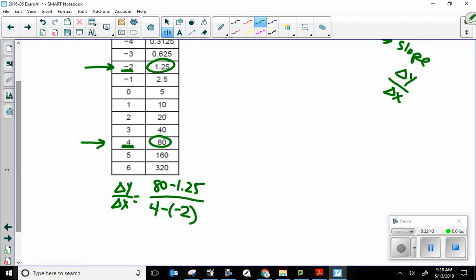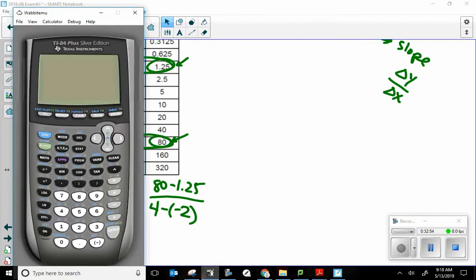Again, my change in y is the difference in the y values, and the change in x is the difference in the x values at these coordinates. All right, let's put that in the calculator. Why not? I'm going to use my alpha y equals function because I love the fraction function. 80 minus 1.25, all over 4 minus a negative 2. I know that should be 6, but I'm still going to hit that. I get 13.125.